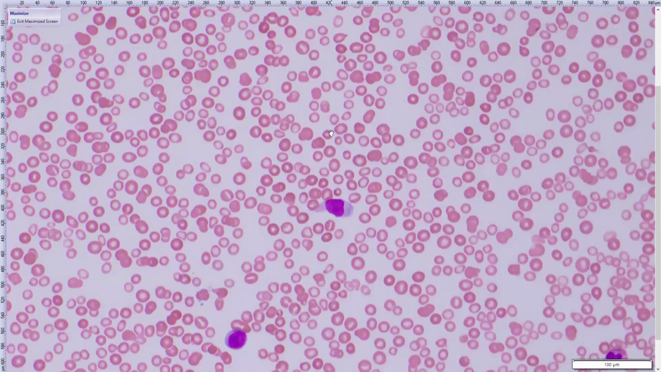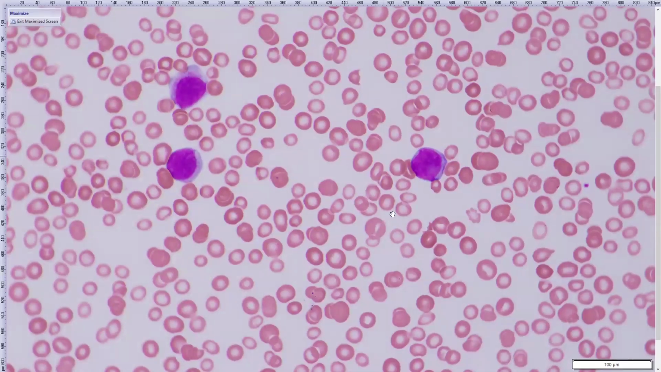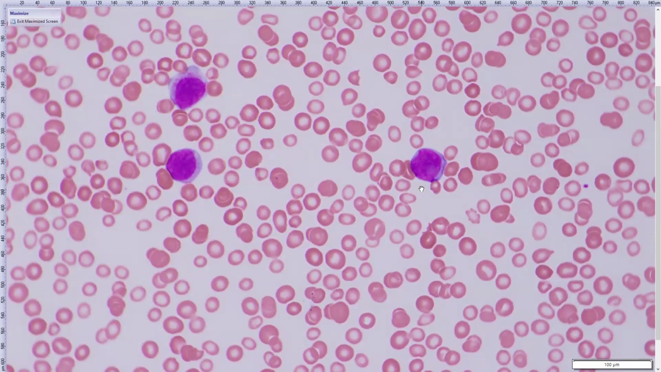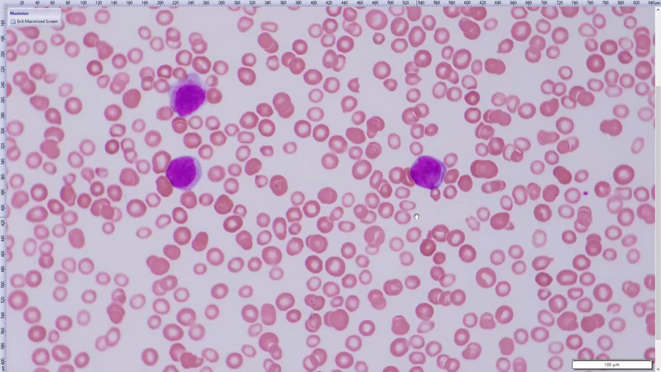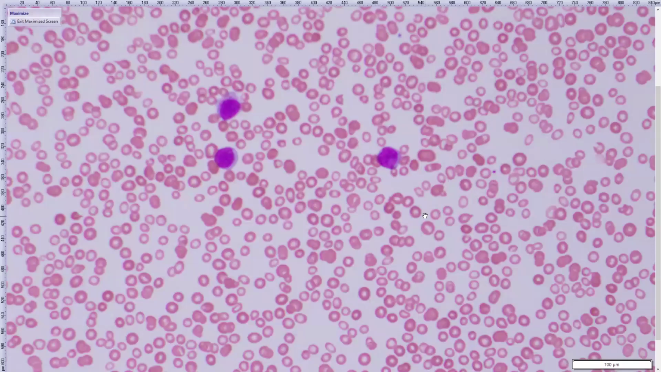Here in this field, I do see 3 blasts. They have a high nuclear to cytoplasmic ratio, they have large nuclei, they do have prominent nucleoli, like for example, this one here is a prominent nucleolus, and this one here is a prominent nucleolus, and they have a scant amount of cytoplasm. I don't see any visible granules in these blasts. Let's go around and see if we can see more.